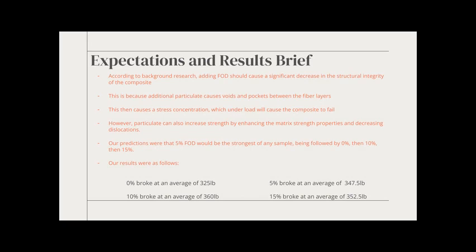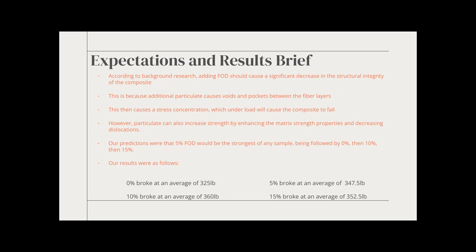According to the background research, adding FOD should cause a significant decrease in the structural integrity of the composite. This is because additional particulates cause voids and pockets between the fiber layers. This then causes stress concentrations, which under load will cause the composite to fail. However, particulates can also increase strength by enhancing the matrix strength and properties, decreasing dislocations. Our predictions were that 5% FOD would be the strongest of any sample, followed by 0%, 10%, and then 15%. Our results were as follows.